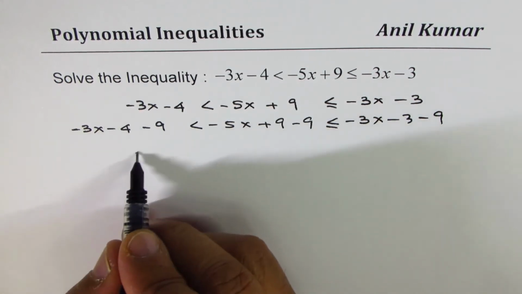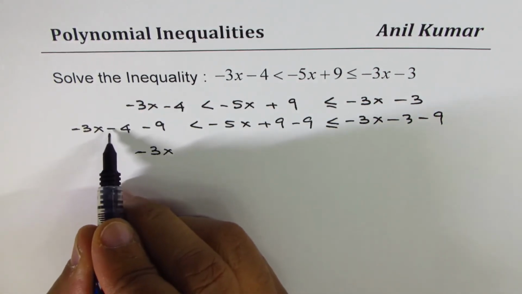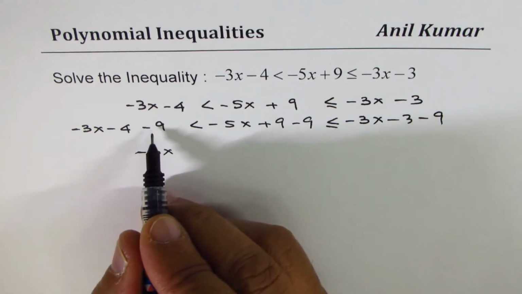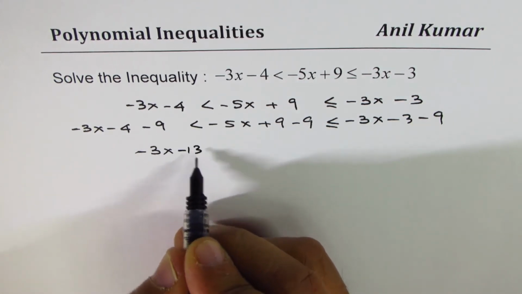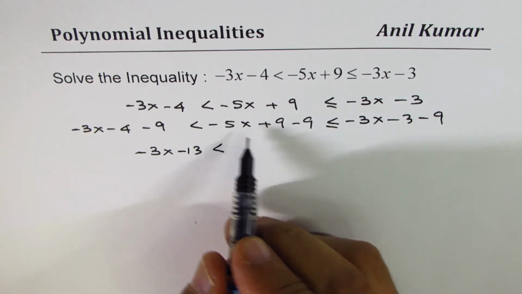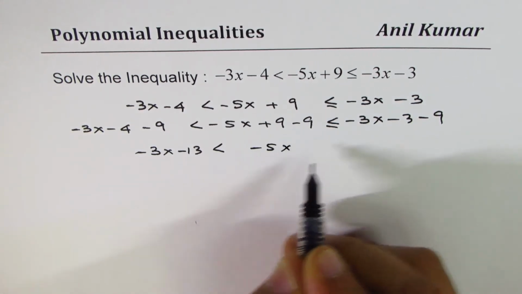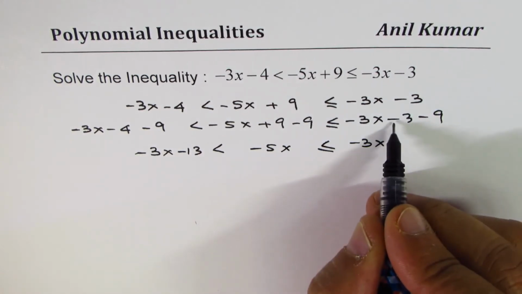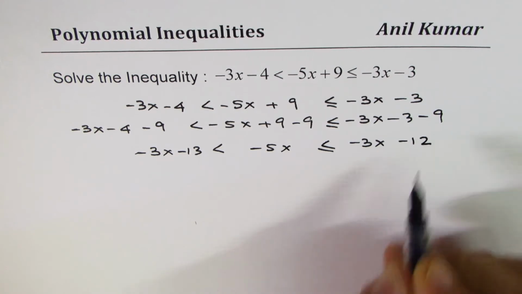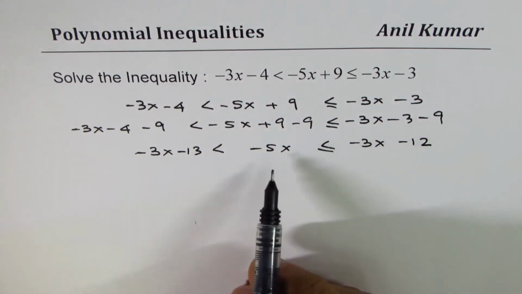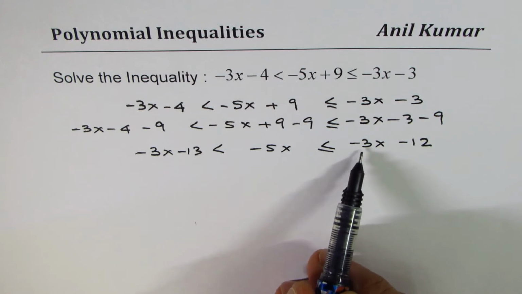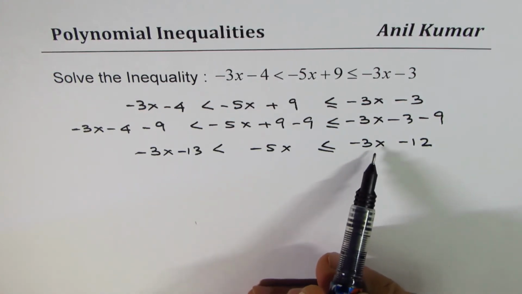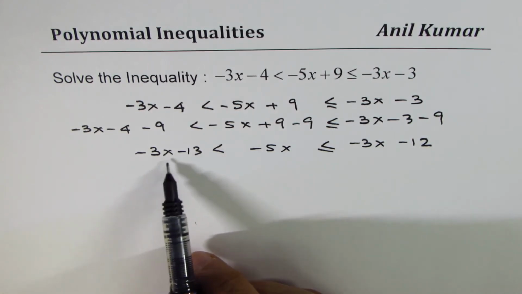So when you do this, you get minus 3x. Minus 4 minus 9 is minus 13, right? On this side, we get minus 5x. And here we get minus 3x and minus 12. That's what we get. Now, we could get rid of minus 3x from all the sides by adding plus 3x. Is it okay? So let's add 3x.